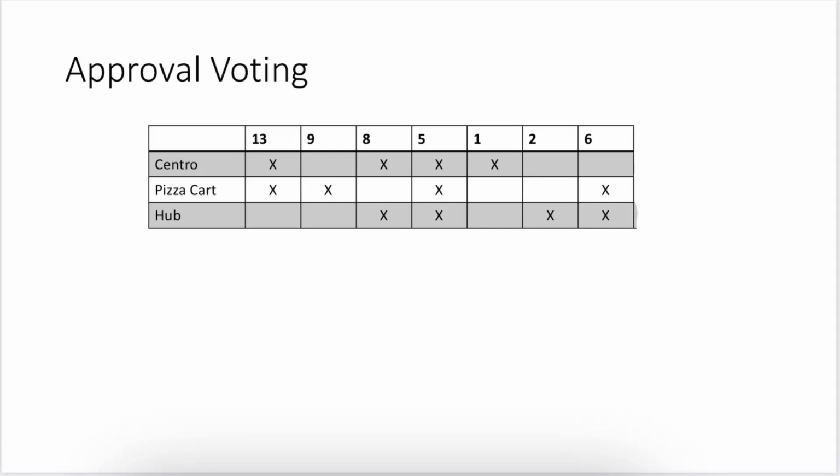Okay, so the way that we would look at this is we'd say, okay, well, how many people have approved of going to Centro? Well, there's 13 plus 8 plus 5 plus 1. And if I do 13 plus 8 plus 5 plus 1, that gives me a total of 27 votes for Centro. And then for Pizza Cart, I have 13 plus 9 plus 5 plus 6. And if I calculate that out, that gives me a total of 33 approval votes for Pizza Cart.